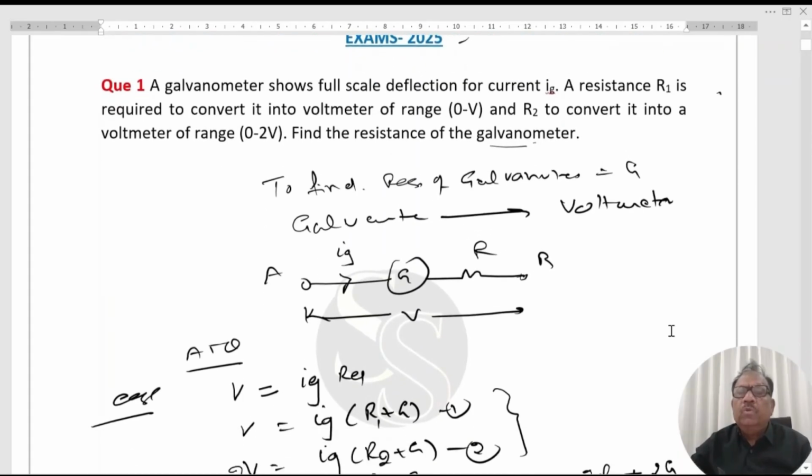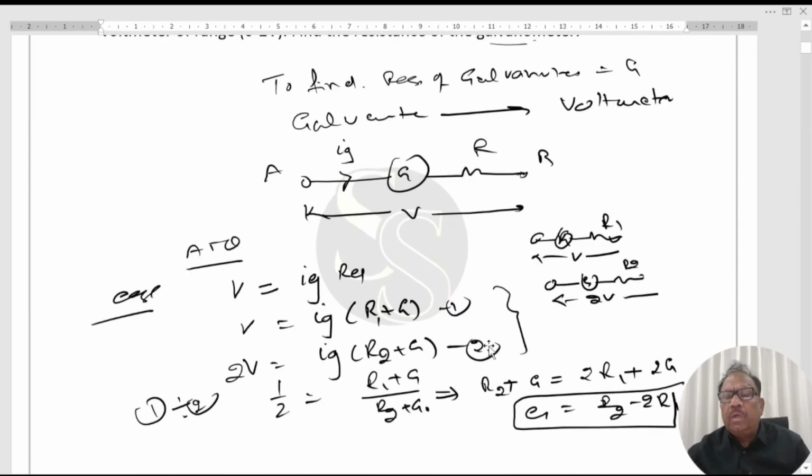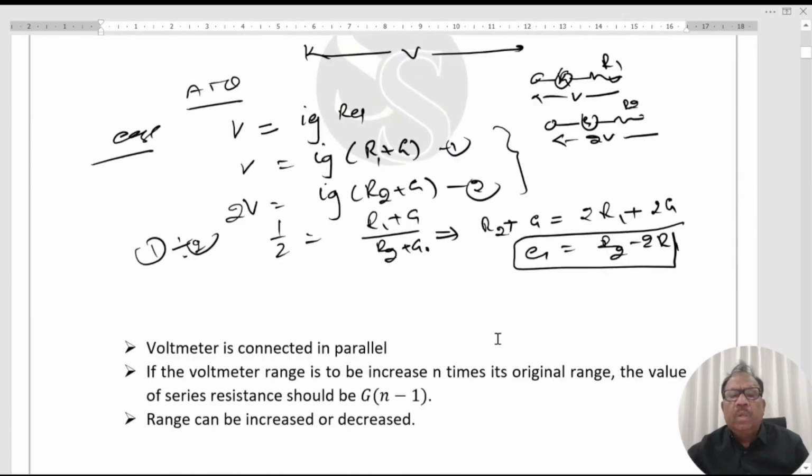What is the requirement of the question? A galvanometer shows full scale deflection of current IG. Resistance R1 is connected. Means first case is, this is galvanometer, resistance R1, voltage is V. In the second case, this is a galvanometer, resistance R2, voltage is 2V. Apply this concept, right? Now we get, this is the answer.